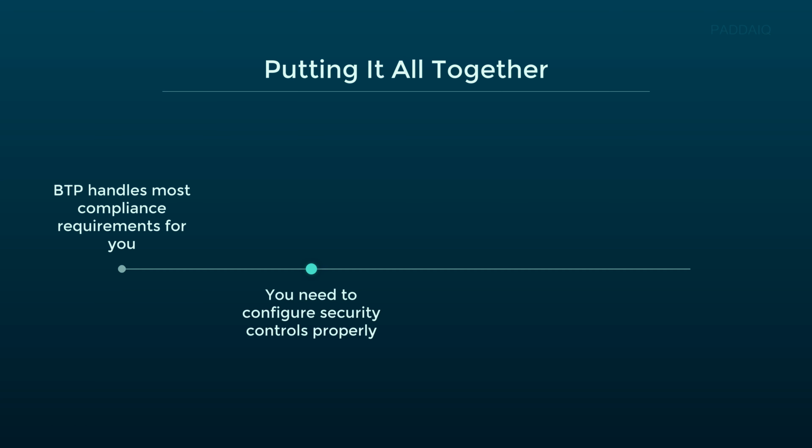You need to configure security controls properly. This means setting up rules and tools to protect your applications and data from unauthorized access. For example, in a customer portal, you would restrict users so they can only view their own orders and not others. Proper configuration is essential for maintaining trust and compliance in your solutions.